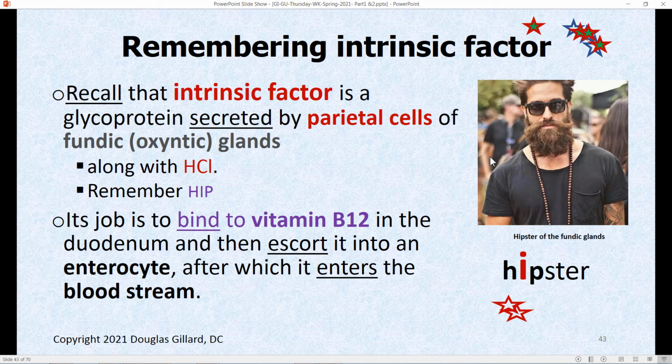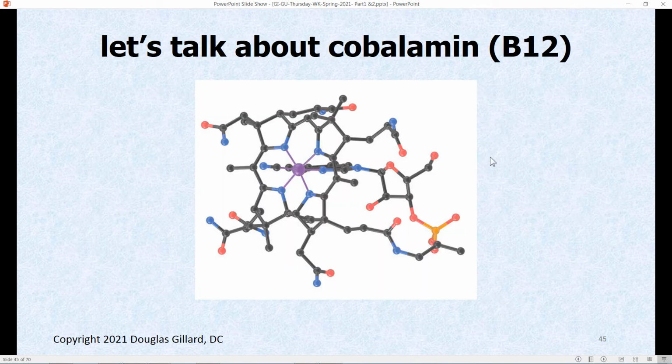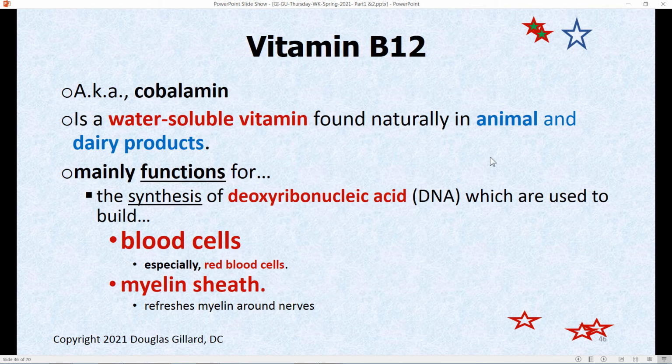So what does intrinsic factor do? We're kind of switching gears and going to get to vitamin B12. Its job is to bind to vitamin B12 in the duodenum, and then escort vitamin B12 down to cobalamin receptors in the distal ileum. We'll get to that, don't you worry. So let's start talking about vitamin B12, and then we'll finish this in part 2.